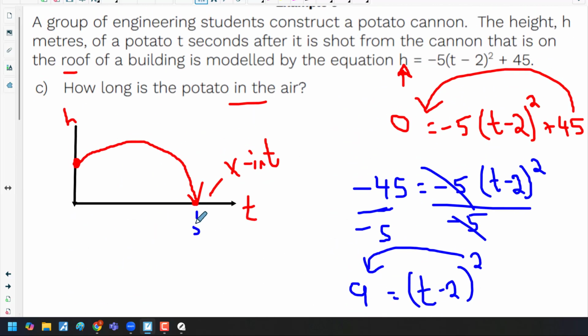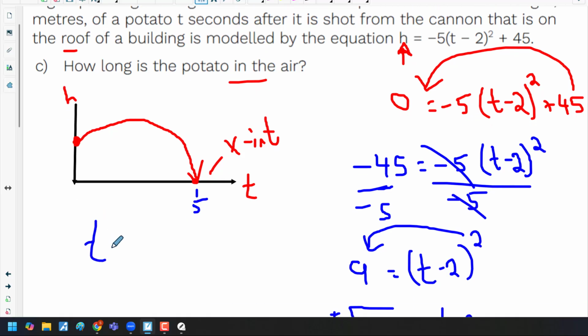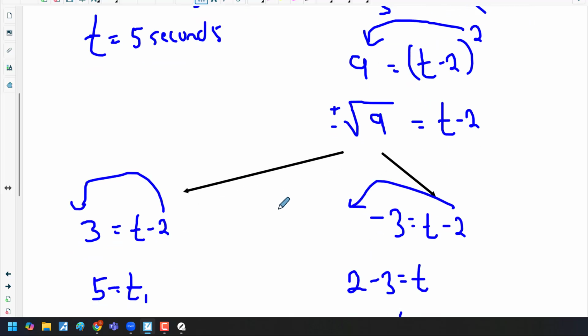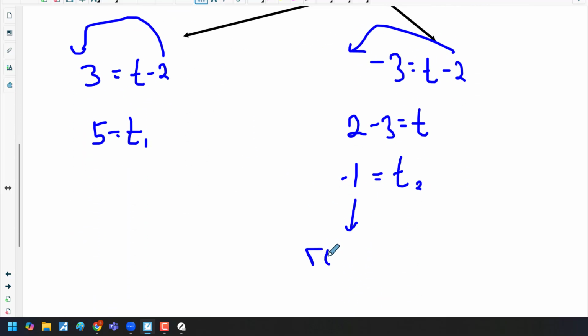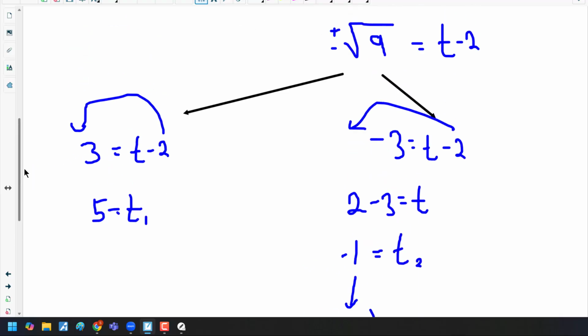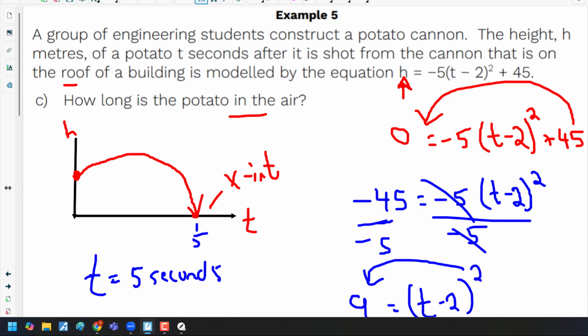This is 5. How long is the potato in the air? 5 seconds. Remember to reject this one and write that final sentence statement.